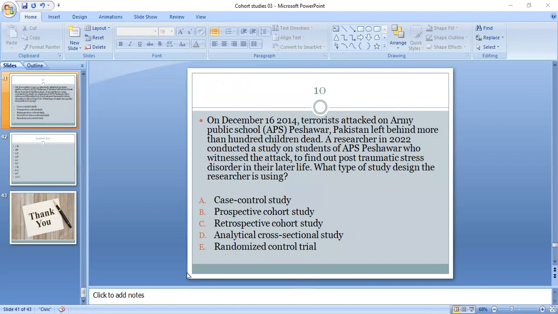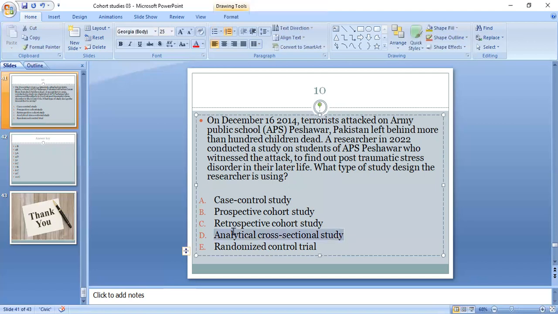Yes, ma'am. This is a very important MCQ, and it has given us insight not only into the cohort study but also into how the prospective cohort study and retrospective cohort study can both be combined in a single study design, and that is called ambidirectional cohort study.